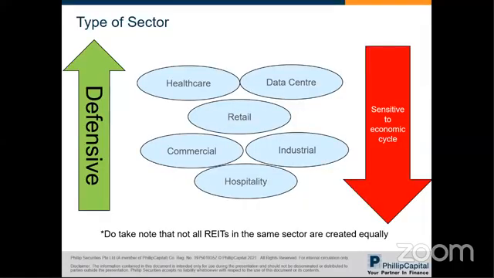Next, we will look at which are defensive and which are sensitive to the economic cycle. Just now I mentioned that healthcare is more defensive. Regardless of whether there's COVID-19, if you require healthcare, people always go back to the hospital, especially when there's an aging population. With this aging population, you will increase the demand for all these healthcare services. Next is data center. We know that we need to invest in all this.